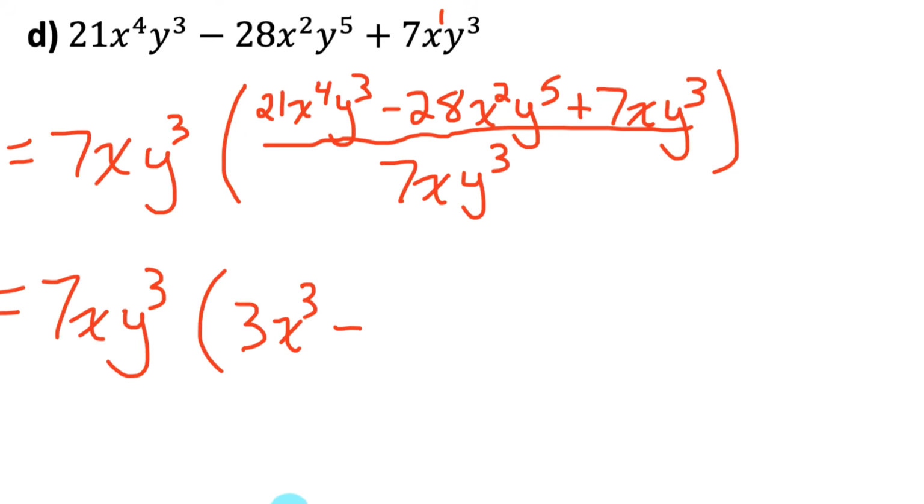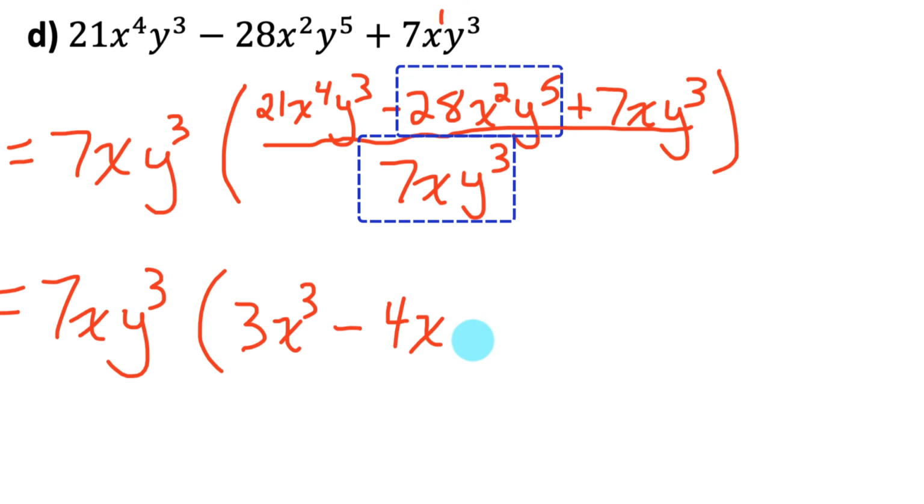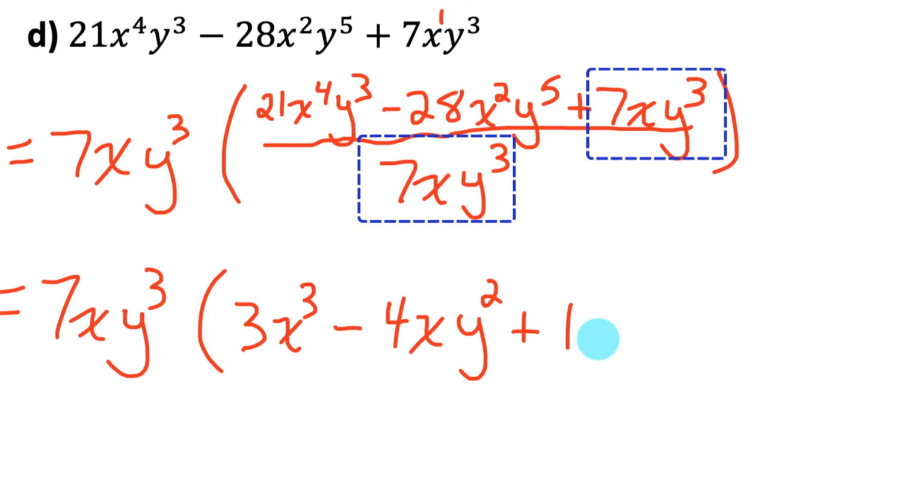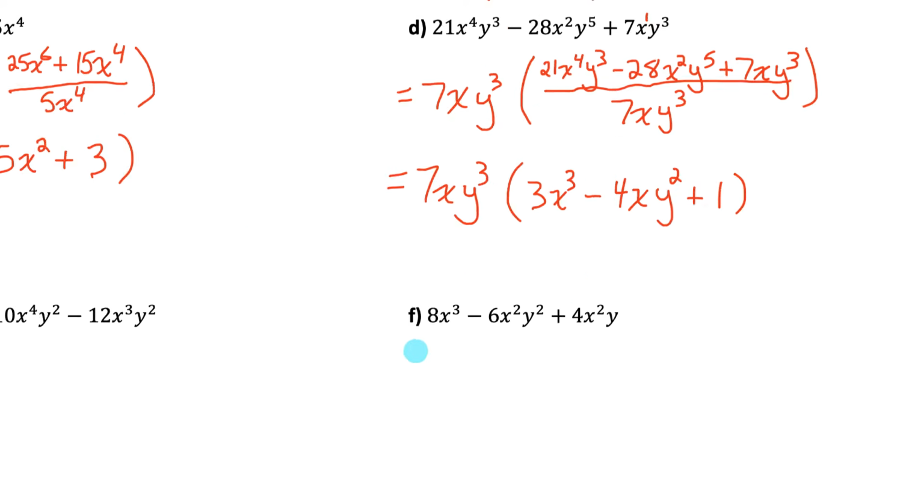Minus 28 over 7 is 4. X squared over x is x. And y to the 5 over y to the 3 is y squared. Plus, my last term, 7xy cubed, is being divided by 7xy cubed. Something divided by itself is 1. There we have part D is now in factored form.